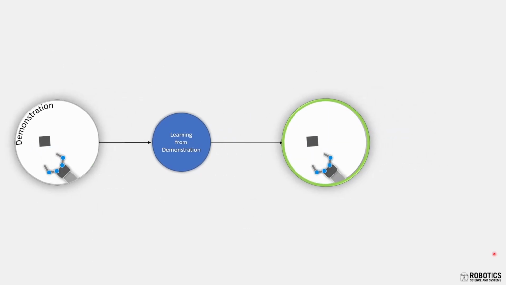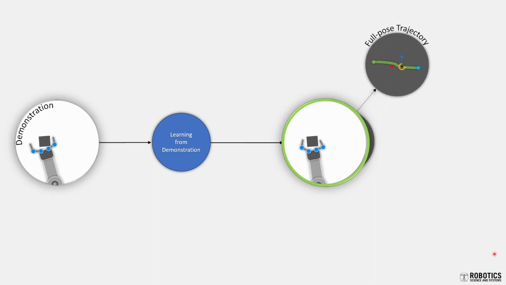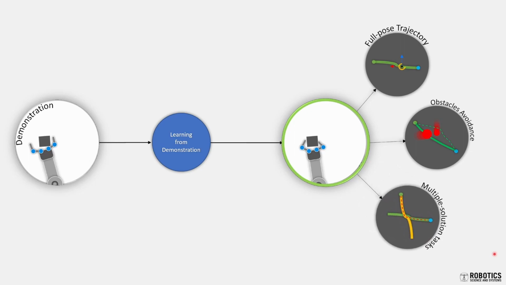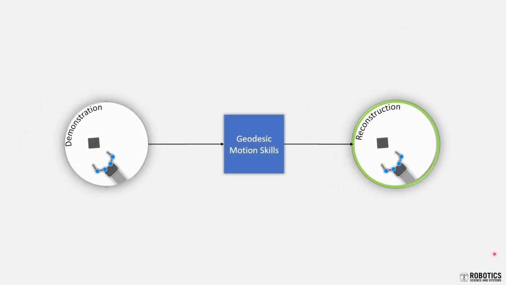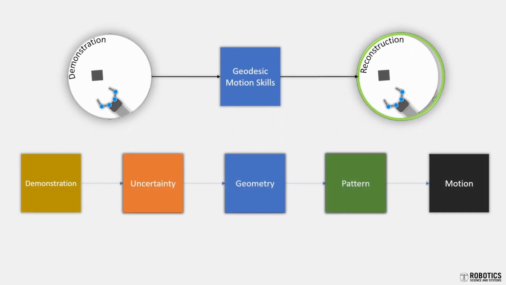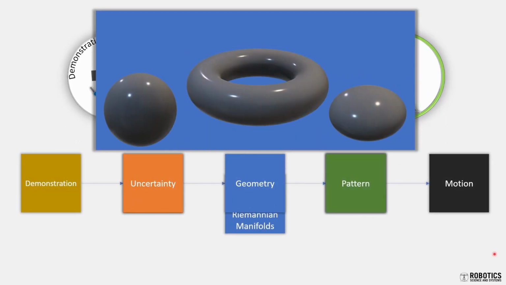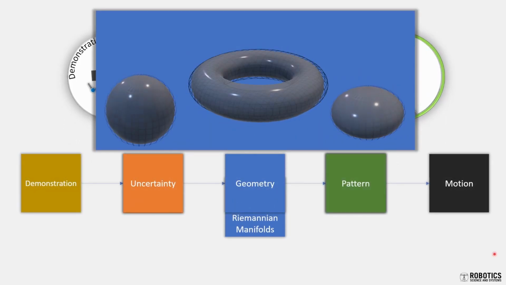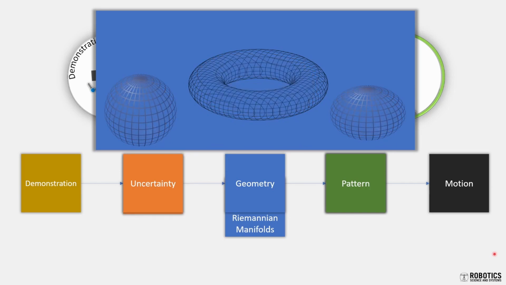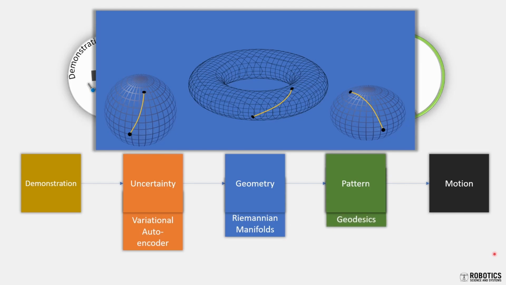Regardless of the approach, the learning methods should be able to deal with full pose trajectory learning, changes in the environment like obstacle avoidance, and multiple solution trajectories. We combine all these features and introduce geodesic motion skills. In other words, we build Riemannian manifolds, which are smooth differentiable surfaces whose underlying structure is defined by a Riemannian metric, by encoding the uncertainties in the demonstration data using tools like variational autoencoders. Given the metric, we can find underlying patterns in the data using geodesics, the locally shortest paths on the manifold, which later can be used as robot motion.